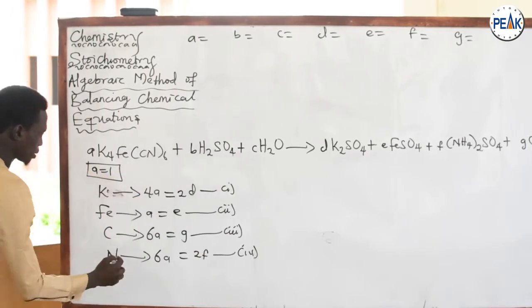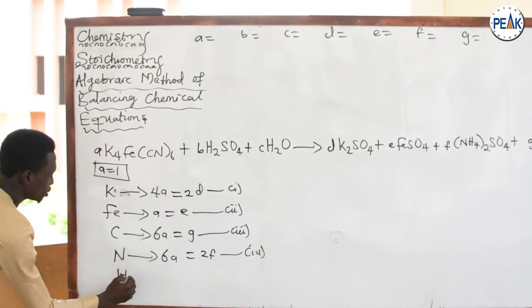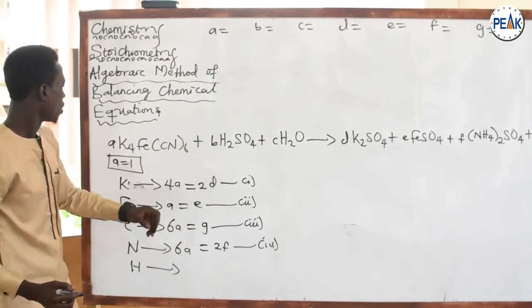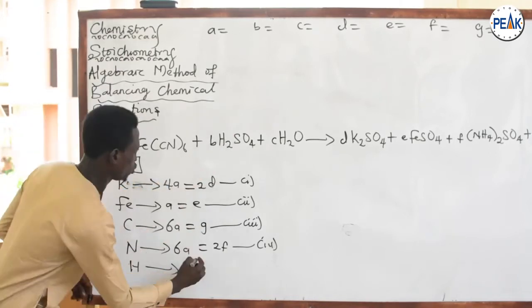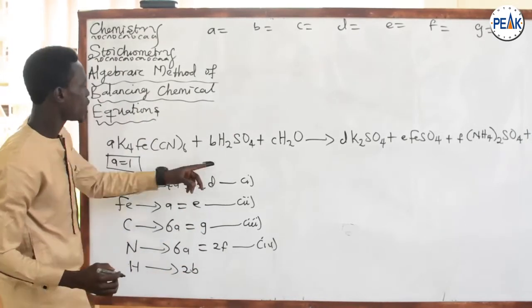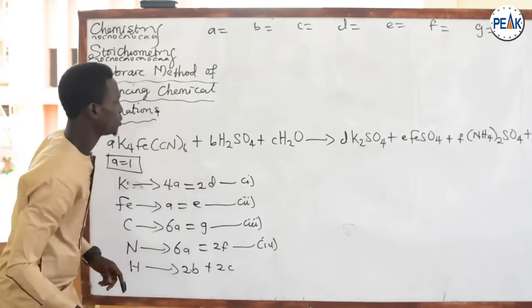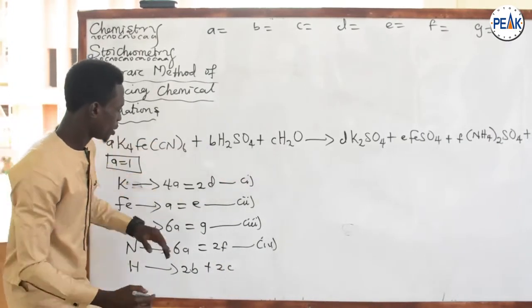Which one again do I have? I go to the next compound. I pick hydrogen. How many hydrogen do I have on the reactant side here? I have 2B of hydrogen. Where do I have hydrogen again? Here. I also have 2C. That's all for the reactant side.